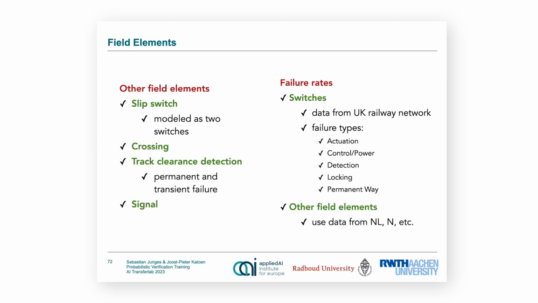When do those slip switches fail? What is the failure model of a crossing? Is there any practical data for this, and can we use it? That's what we did. We combined data from different countries, actually the Netherlands, Norway, and the UK. In particular, companies whose task it is to monitor this kind of equipment are very reluctant to give us this data, but luckily in the literature, there were quite a lot of such data available.